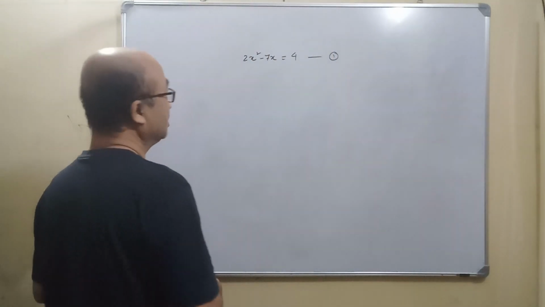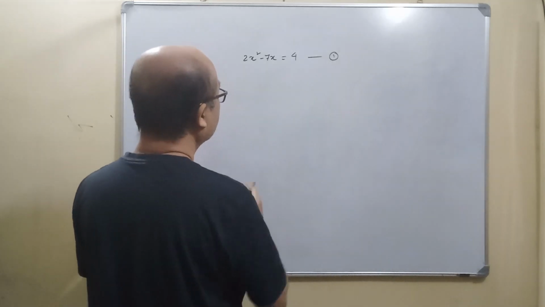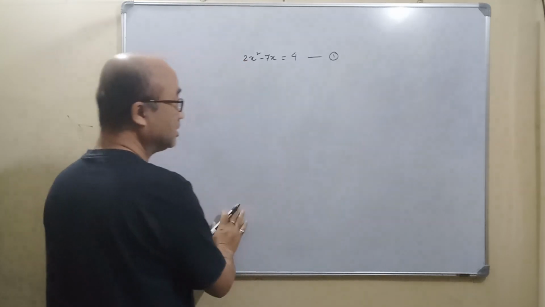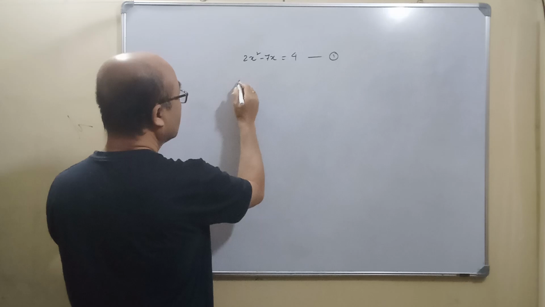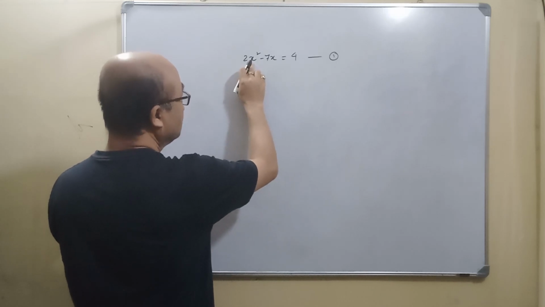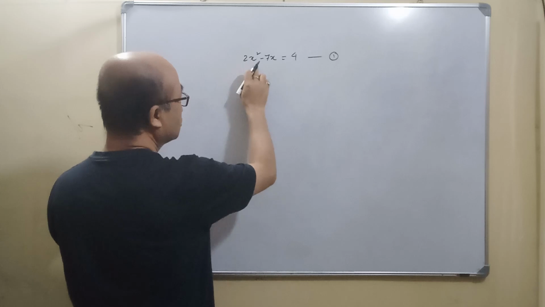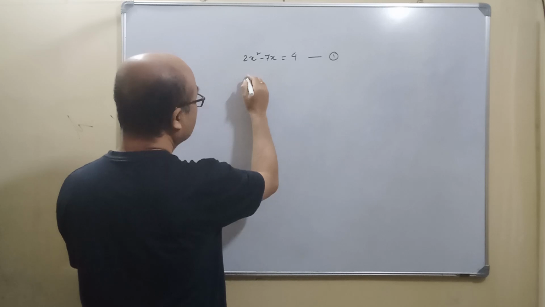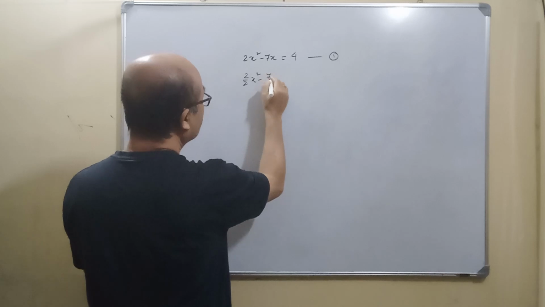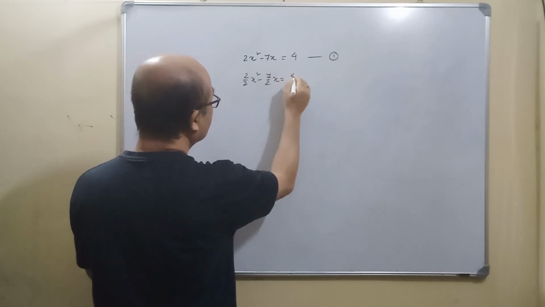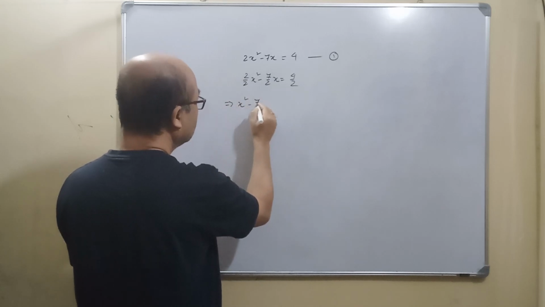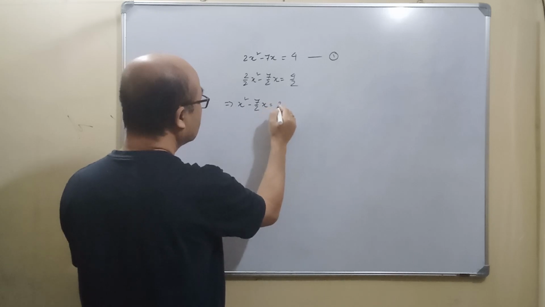So we have an equation here, 2x squared minus 7x is equal to 4. We need to solve it by the completing the square method. The coefficient of x squared is not equal to 1, so we need to make it 1. So we have to divide the equation by 2. Four by 2, that means this is now equal to 2.